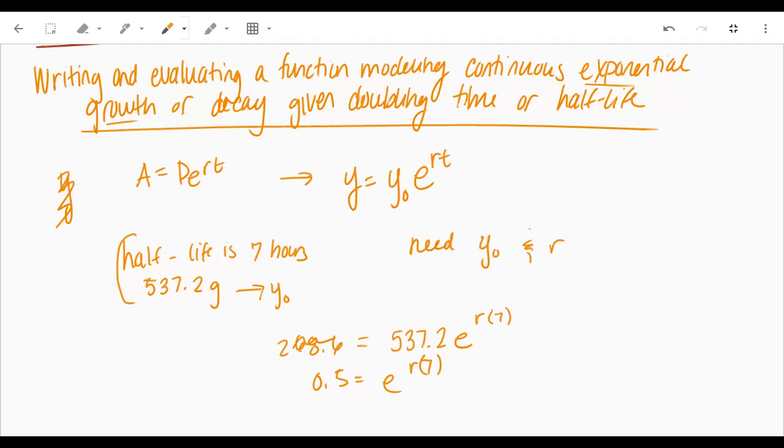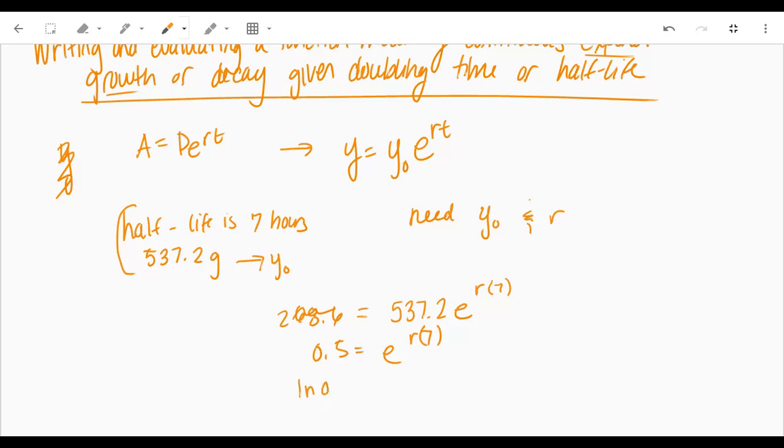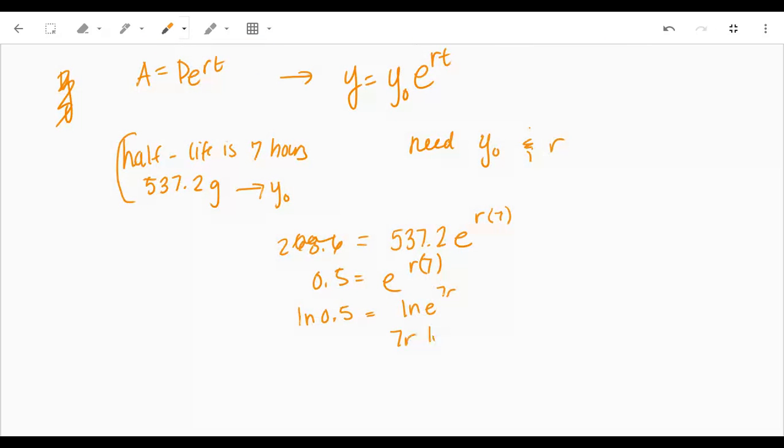So we're going to do the natural log of 0.5 equals the natural log of e to the 7r, which remember allows that 7r times the natural log of e, which is 1. So r is the natural log of 0.5 divided by 7. Okay, so our model is y equals 537.2 e to the natural log of 0.5 over 7 t.